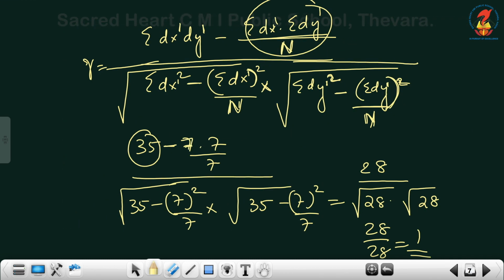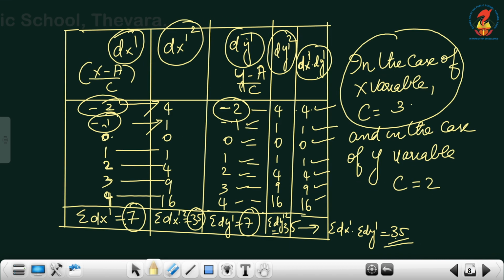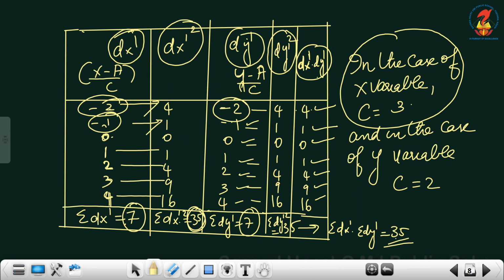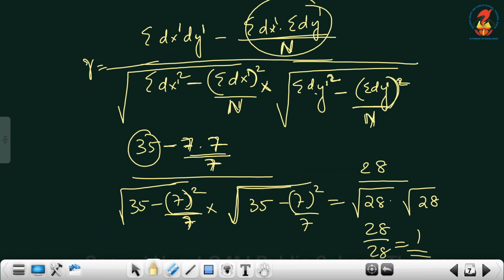It is 7 into 7 divided by n. n means number of variables. Then divided by the root of sigma dx dash square. What is sigma dx dash square? 35. So 35 minus sigma dx dash, already you know it is 7, the whole square divided by 7, n is the number of variables, by the root of sigma dy dash square. What is sigma dy dash square? You know sigma dy dash square is also 35. So 35 minus sigma dy dash, you know it is 7, the whole square divided by the number of variables, 7. When you simplify all these, you will get 28 divided by root of 28 into root of 28. Root of 28 into root of 28, you know it is 28. So 28 divided by 28, you will get the answer as 1.